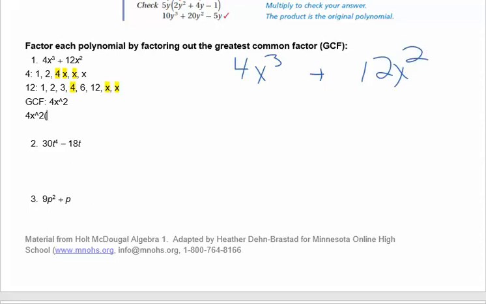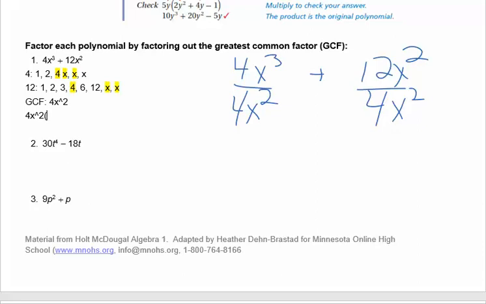We do that on another piece of paper, or if you can do it on the same problem if you're writing. You write 4x cubed, that's the first term, divided by the greatest common factor, which was 4x squared. And we also take the 12x squared divided by 4x squared. Then we simplify each part, and then we'll know what to put in the parentheses.